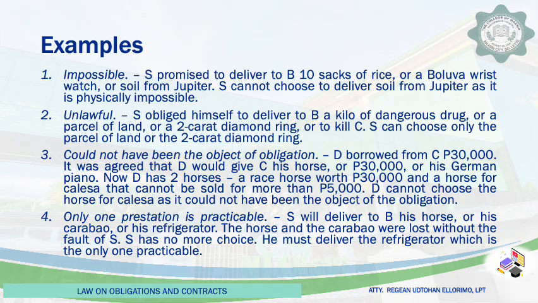Next, only one prestation is practicable. So S will deliver either his horse, or his carabao, or his refrigerator. The horse and the carabao were lost without the fault of S. So S has no more choice. He must deliver the refrigerator, which is the only one practicable. Okay?